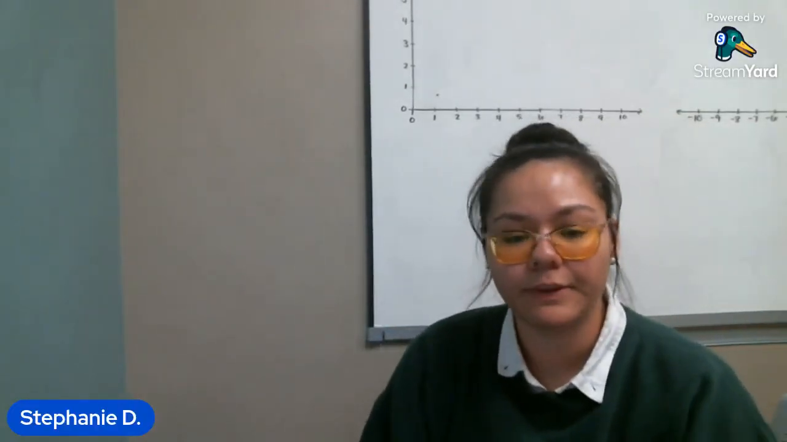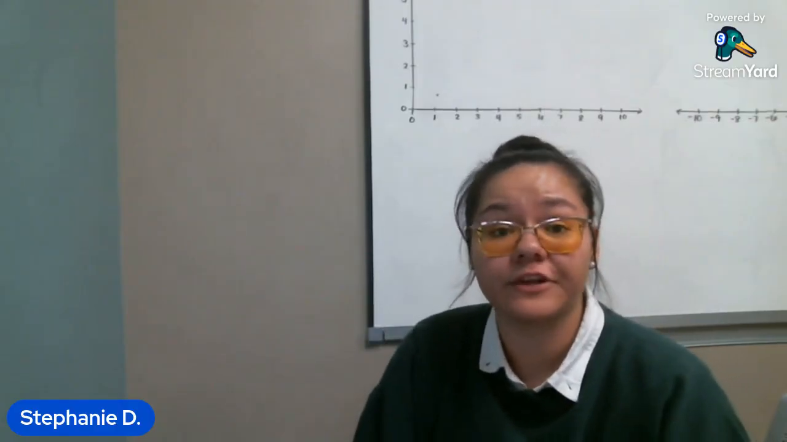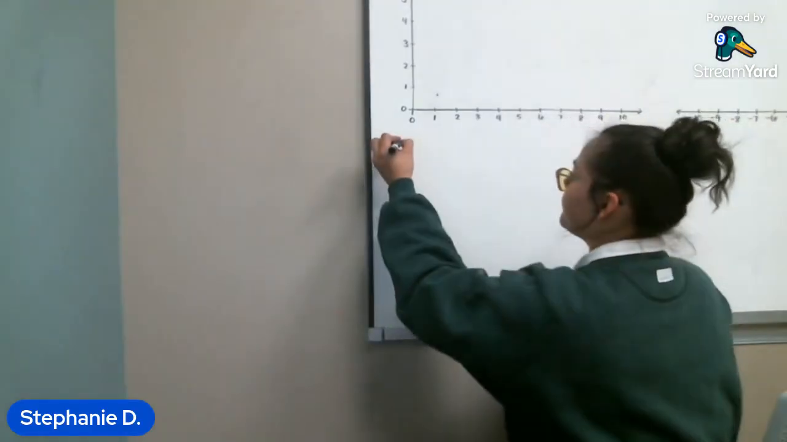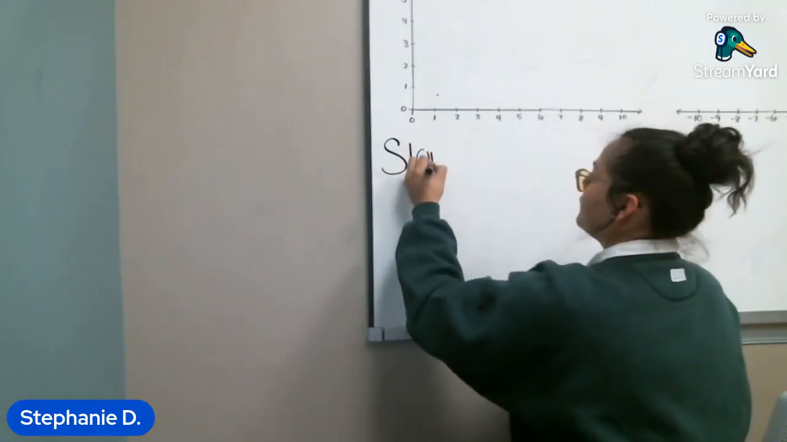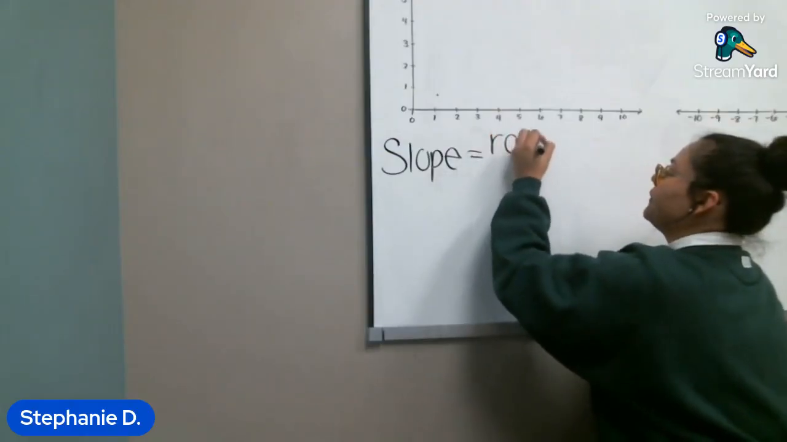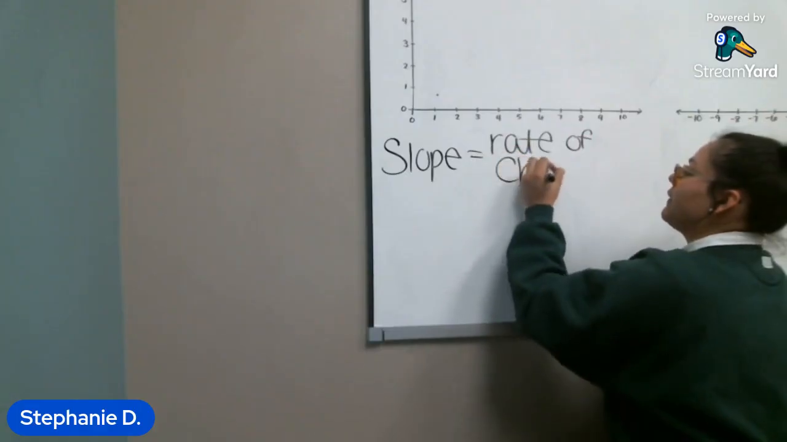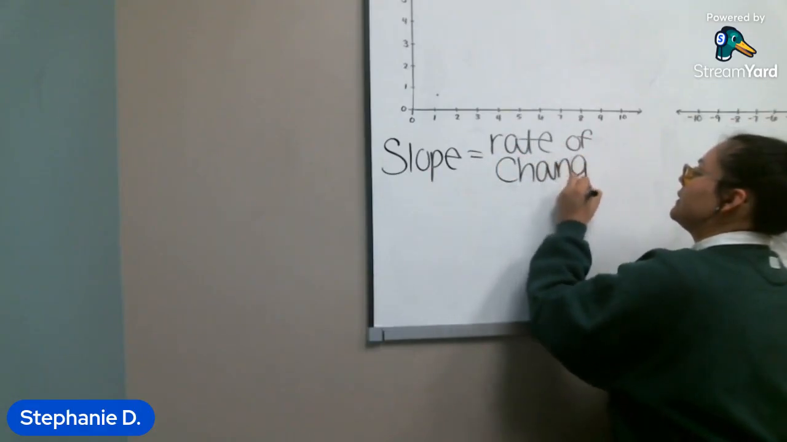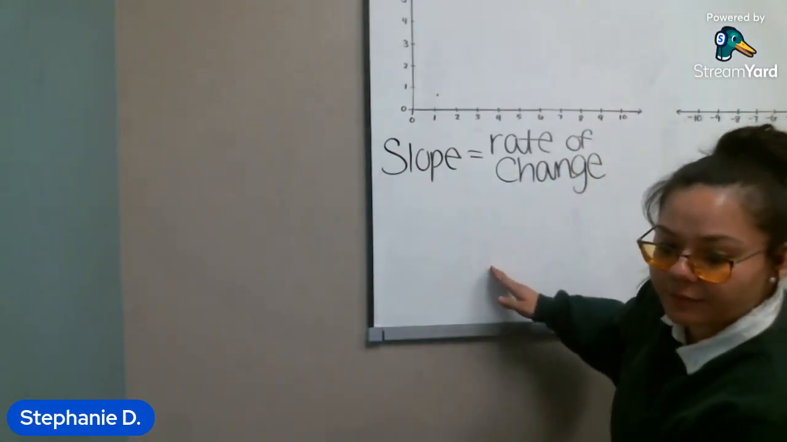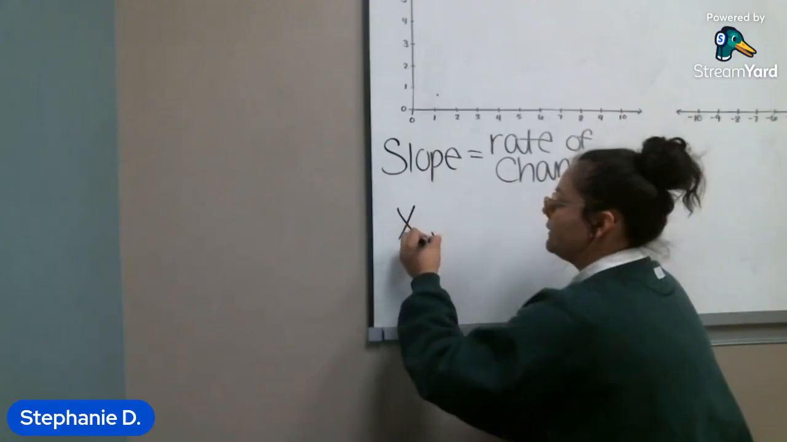Okay, so today we'll be looking at slope, and what we need to do is define slope. Now, what is slope? It is the rate of change. Whenever we're talking about the rate of change, we're going to look for the difference between two different numbers. In this case, it's going to be with our x and y.